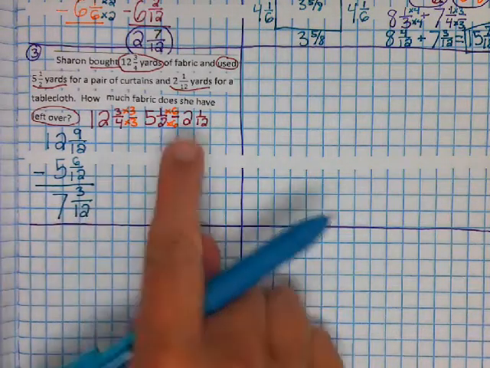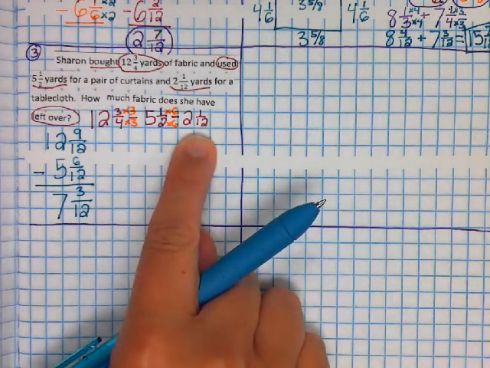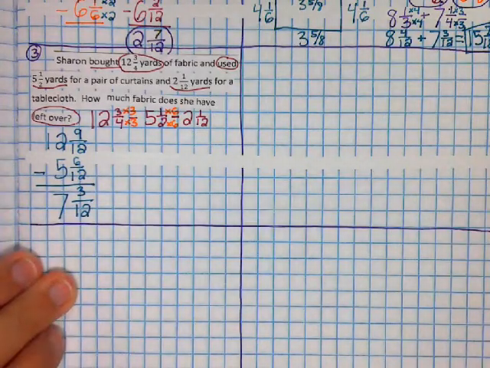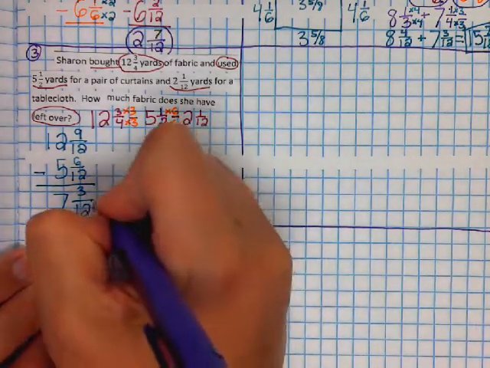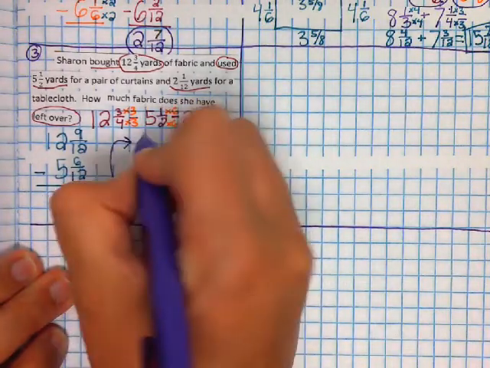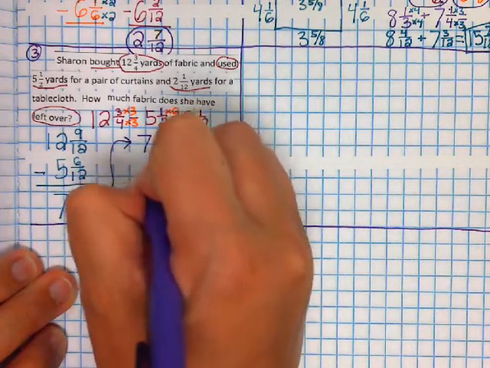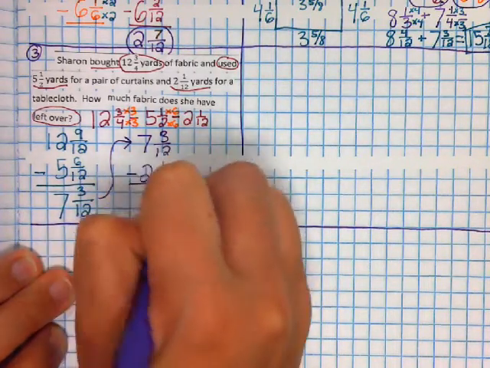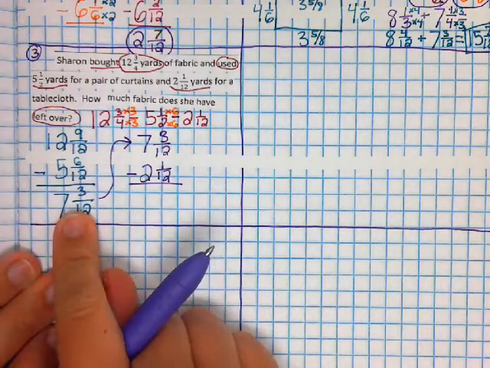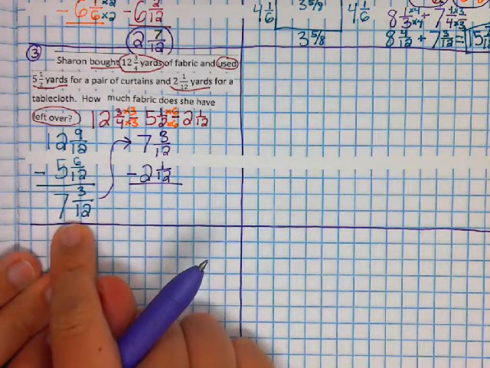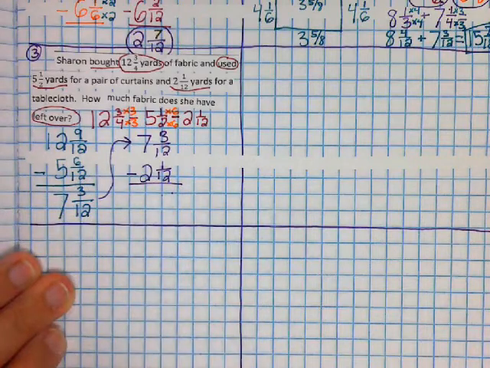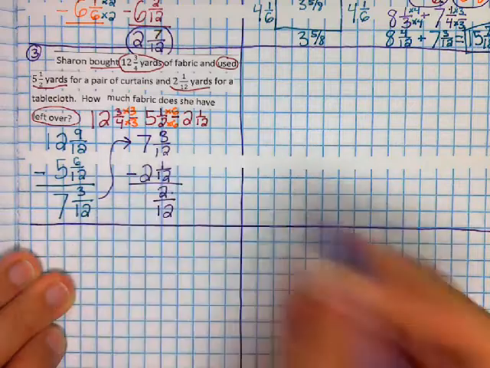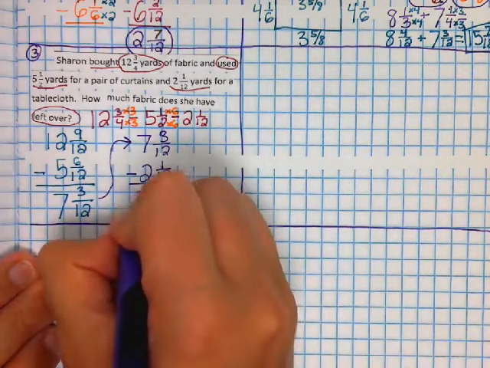But I still need to subtract that 2 1/12. Don't forget about that 2 1/12. So I'm going to take this number and bring it up here. 7 3/12 minus 2 1/12. Because I subtracted the yards from the curtains, now I'm subtracting the yards from the tablecloth. What is 3 minus 1? 2. Keep my 12. 7 minus 2 is 5.